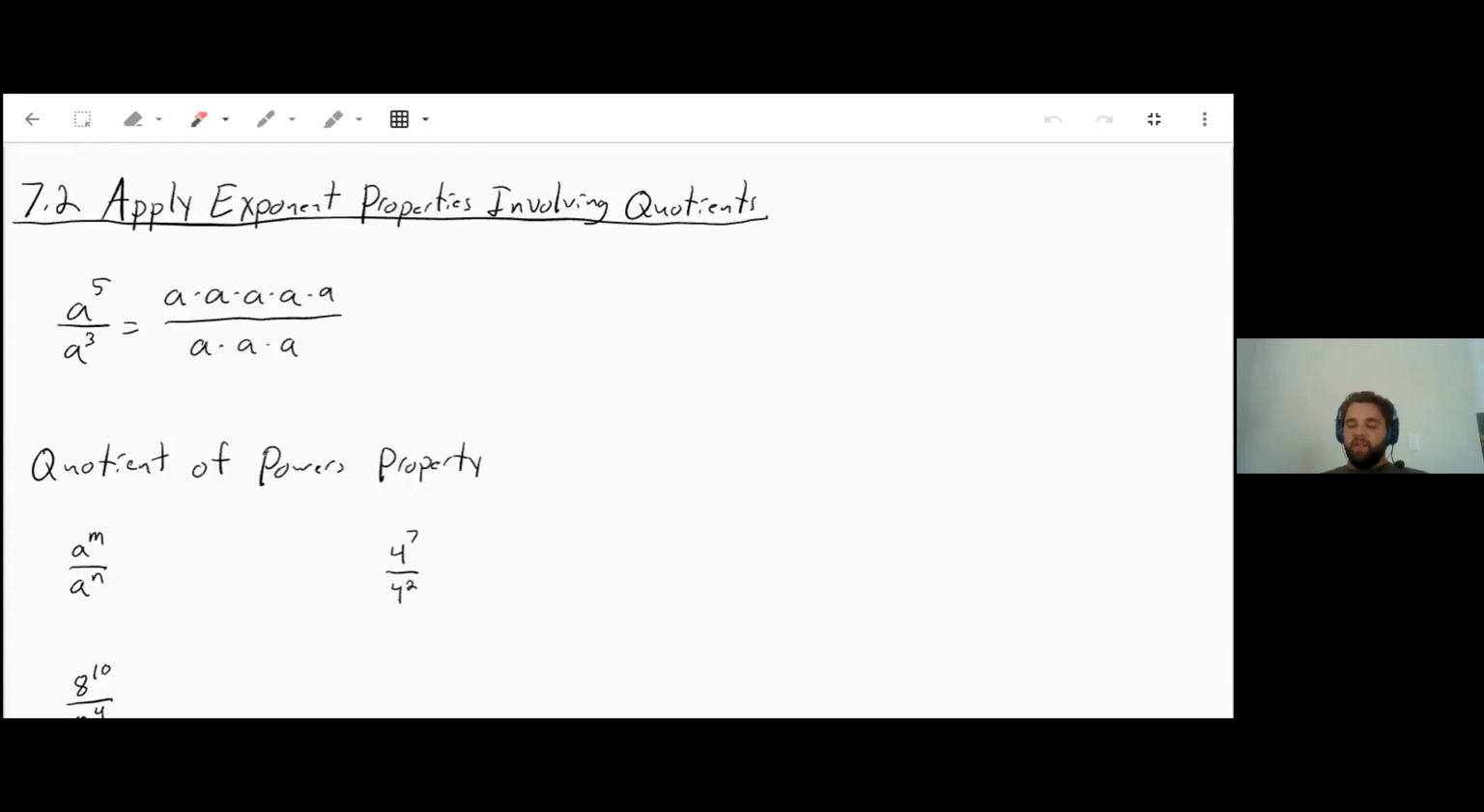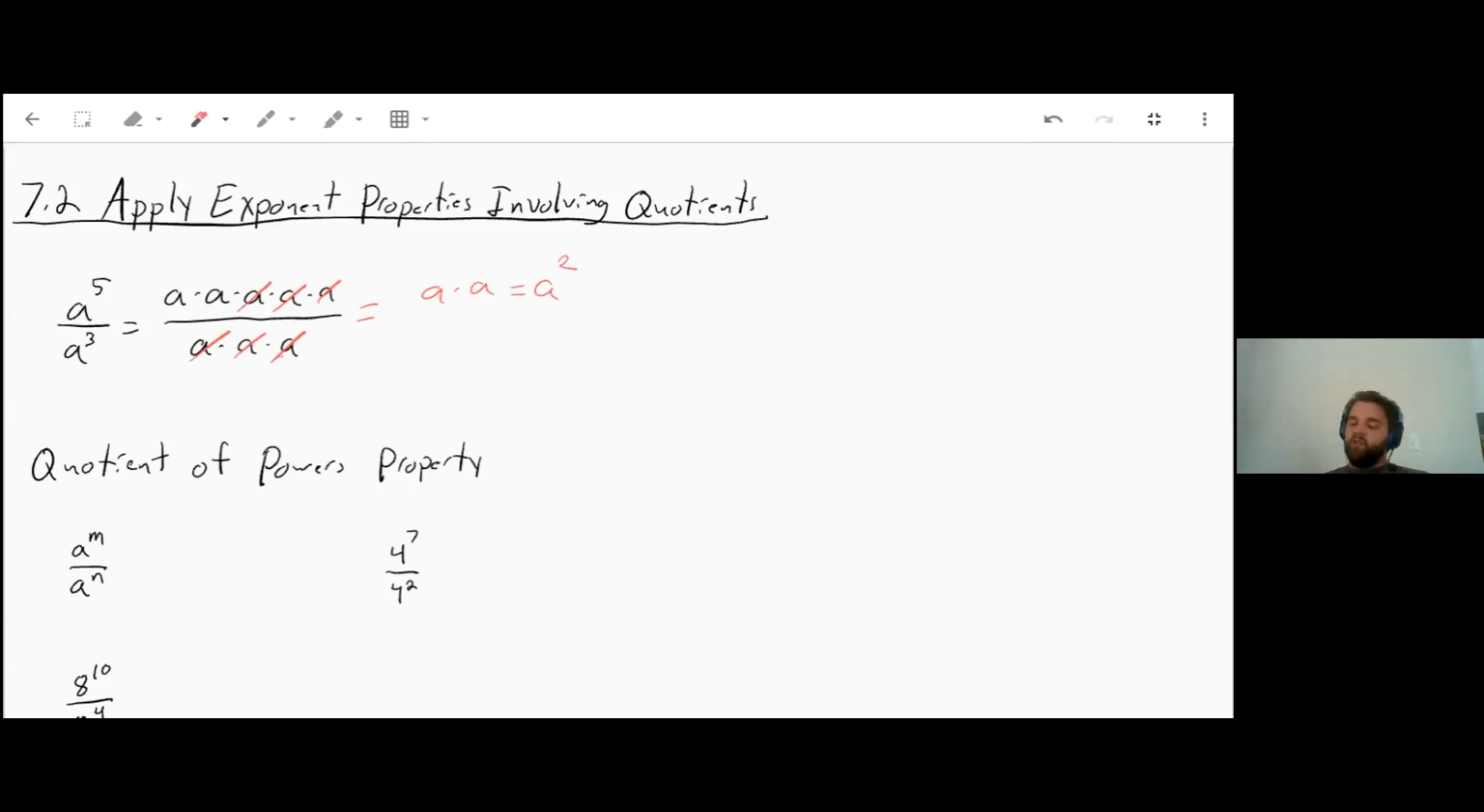So a to the fifth is the same as a times a times a times a times a, and then a to the third is the same as a times a times a. So when we do it this way, it gets to be a little bit easier to see, oh, we can actually cancel out some of these a's. So if we cancel out one from the bottom with one on the top, and then one on the bottom with one on the top, one on the bottom with one on the top, we come out with an answer of a times a, which is a squared.